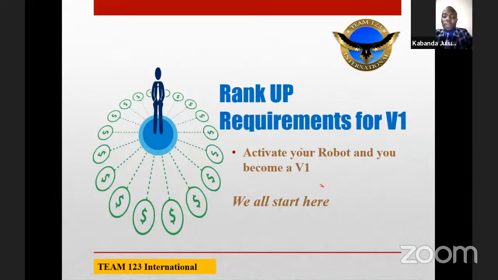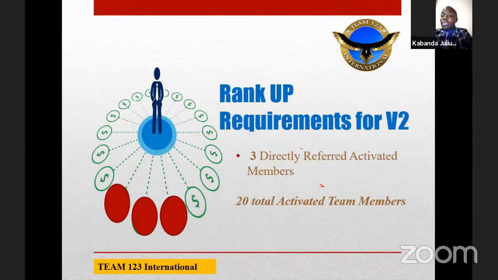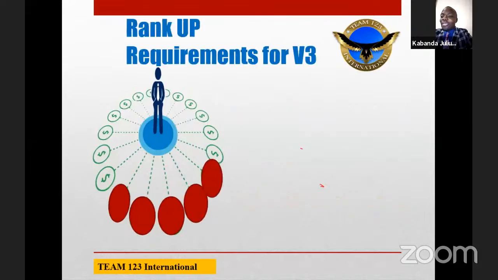Just activate your robot with 120 US dollars. For you to become a V2, introduce 3 people who have activated and have a total team of 20. And with a total team of 20, you will be able to become a V2.